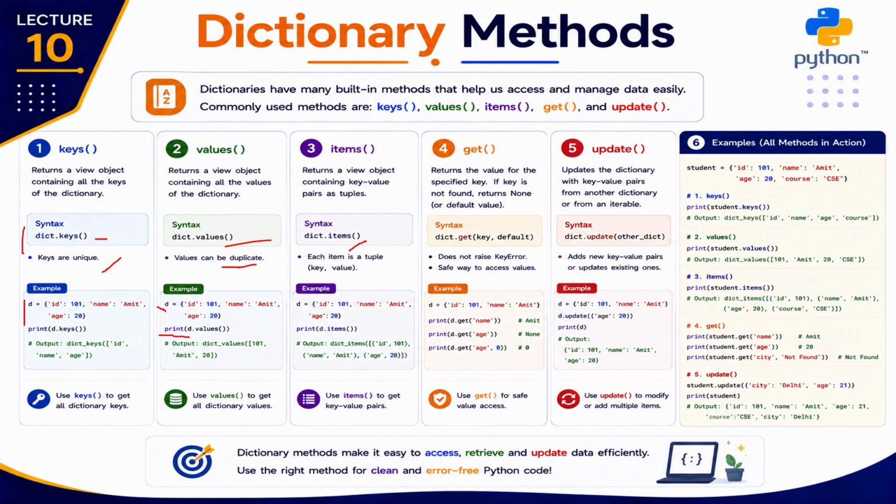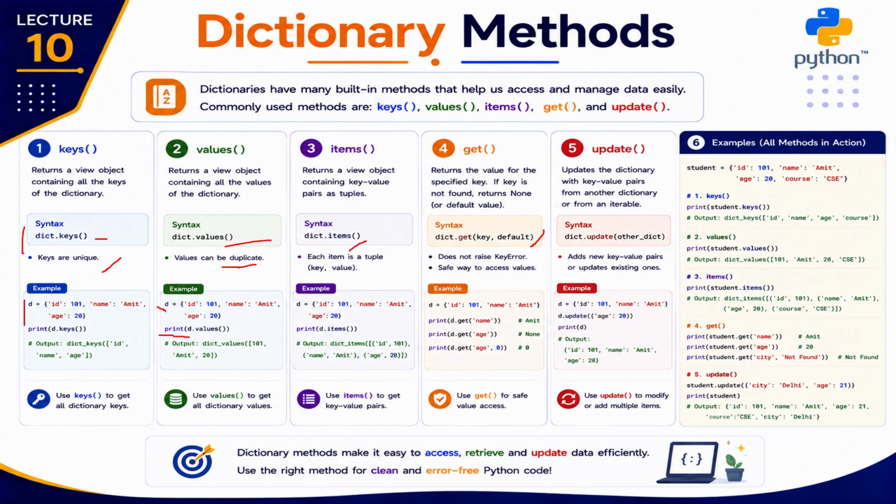Now, coming to our fourth method, it is the get method. It returns the value of a specified key. If the key is not found, it returns None or the default value instead of giving an error. The syntax is dict.get(key, default). For example, you can see here a dictionary is given, then the get method is used. So d.get('name') returns Amit, d.get('age') returns None, and d.get('age', 0) gives 0. This makes get a safe way to access dictionary values.